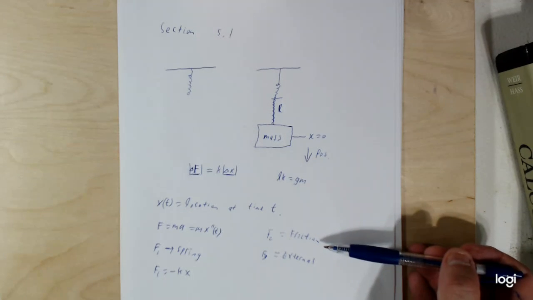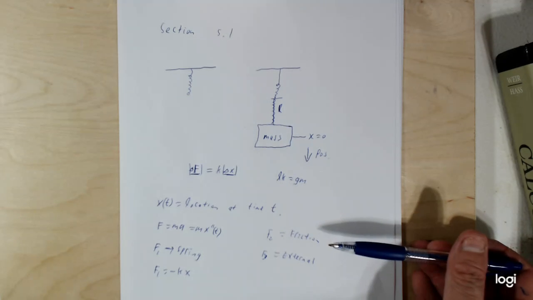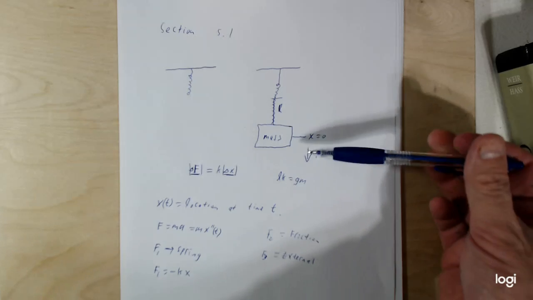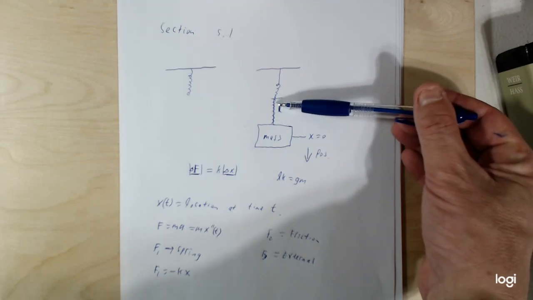Obviously nothing is frictionless, so F2 is going to be friction. If you want to be technical here, this is dynamic friction, because the thing is in motion. So it's going to be a combination of a certain amount of energy absorbed by the spring, stretching and compressing, converted often to heat.